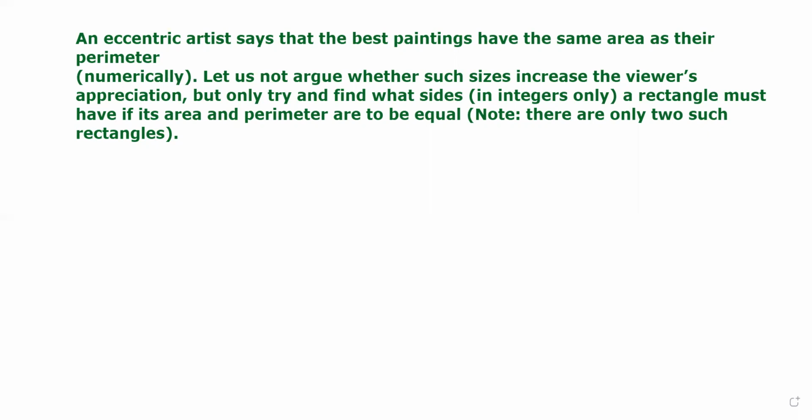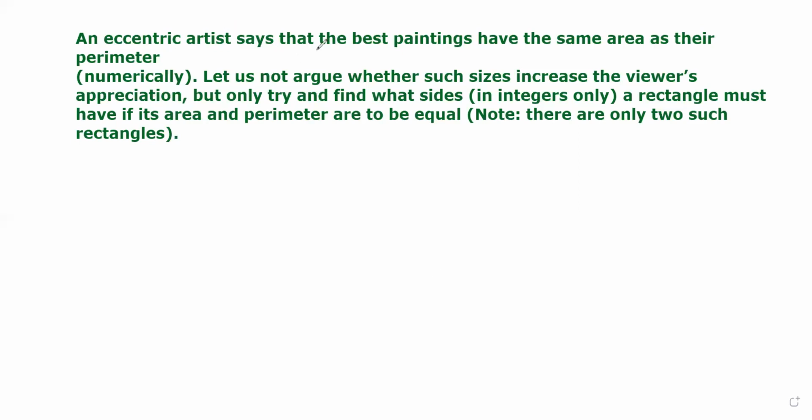For the second part, an eccentric artist says that the best paintings have the same area as their perimeter, numerically. Let us not argue whether such sizes increase the viewer's appreciation. That is the aesthetic part of art, but we don't need that right now. We are only trying to find what sides, in integers only, a rectangle must have if its area and perimeter are to be equal. So let's look at it now. The perimeter and the area have to be equal, isn't it?